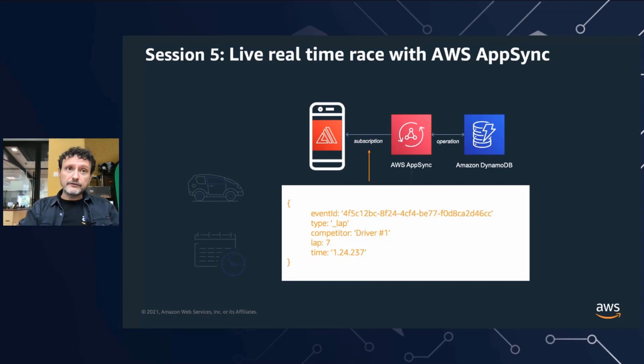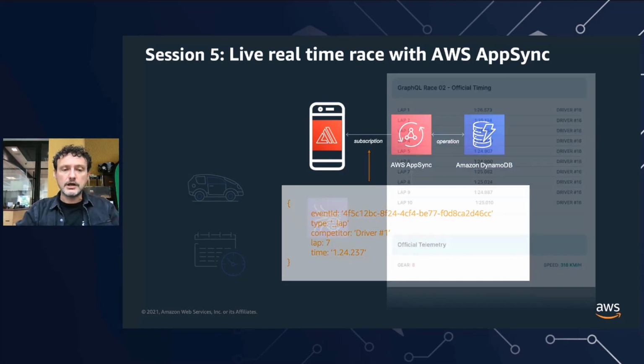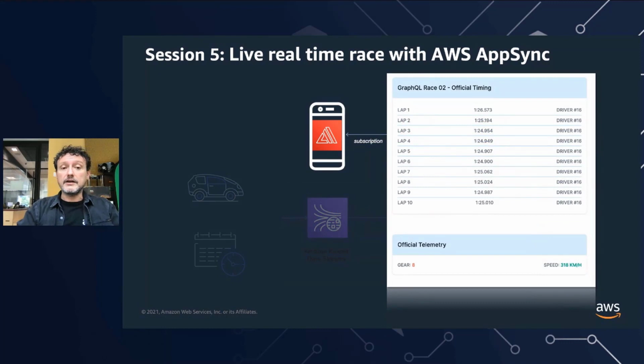Data can also be something related to the lap. For example, here we have something coming from the last lap time. Driver number 1 just completed lap number 7, and the time is 1 minute 24 seconds and 237 milliseconds. So we can, for example, create something like this in our web clients: a table with all laps completed and the lap time. And we can also provide the official telemetry in real time, again providing info about the gear or the speed.